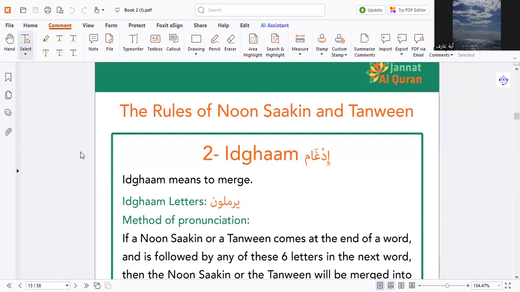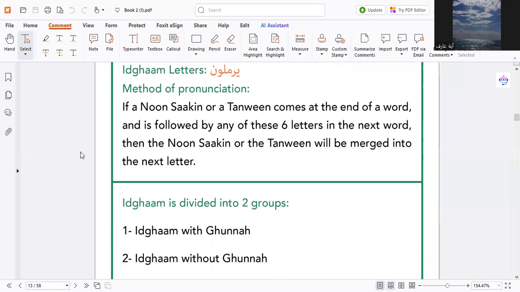So when a noon sakina or tanween is followed by ya, ra, mim, lam, wow, or noon, then the tajweed rule here is idgham. How to do idgham? Idgham is to merge the sound of noon sakina or tanween into the other letter in the next word. We are going to practice this here.